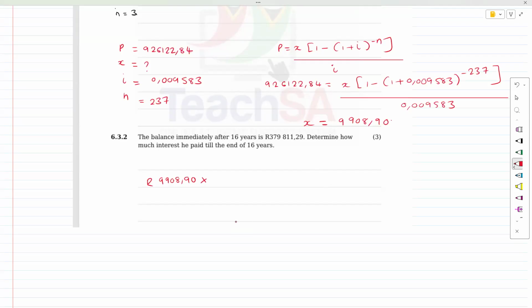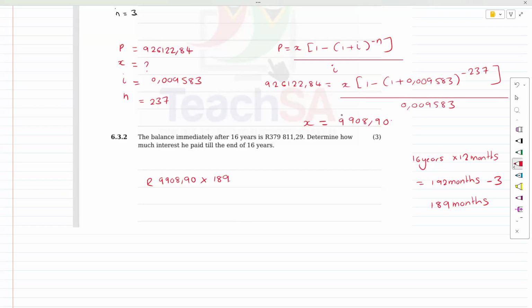Times, now this one's, let me double check something. 16 years times 12 months. Okay, guys. 16 years times 12 months equals 192 months. This guy missed 3 months, so minus 3, and he only paid for 189 months. Okay. So times 189.